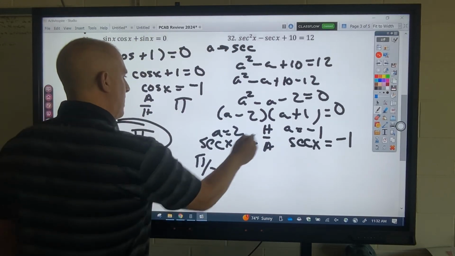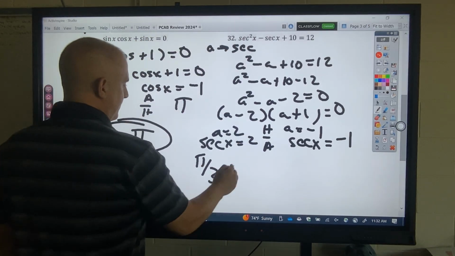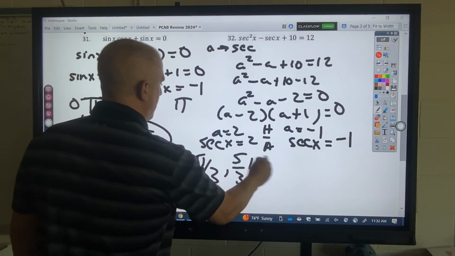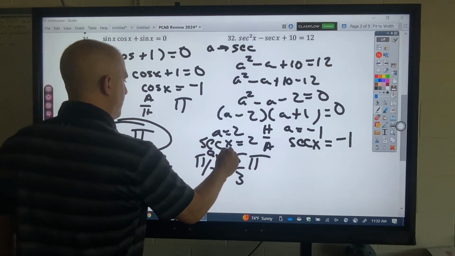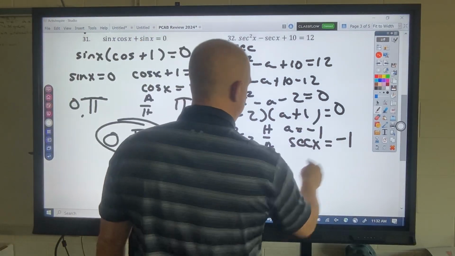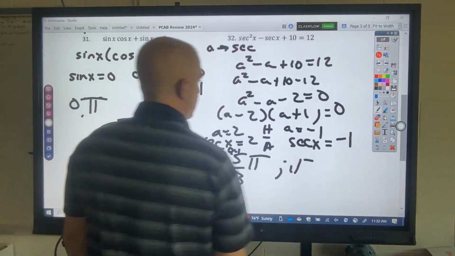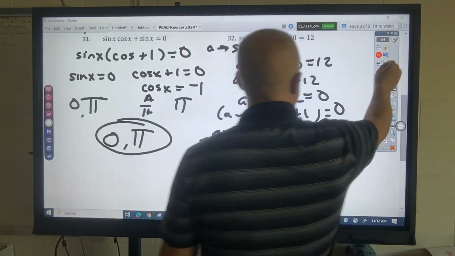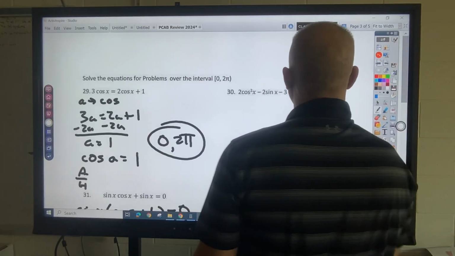And since that's positive, where else is secant positive? It's in quadrant 4. So quad 1, quad 4. Okay, where is secant -1? Well, none of the triangles give that, but pi does. Okay. Let's see, do I have that? No, go right to the graphs.